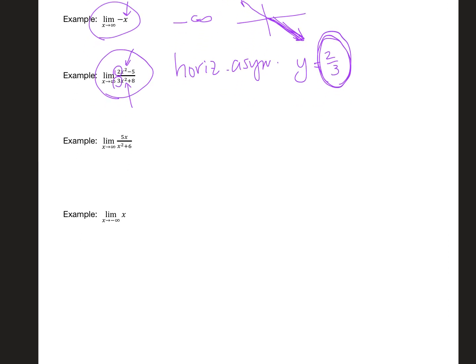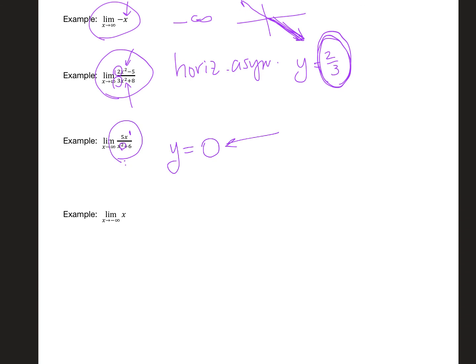Using that exact same logic, let's take a look at this one. The degree of the top is 1 and the degree of the bottom is 2. If you remember about horizontal asymptotes, that means it has a horizontal asymptote at y equals 0, and that ends up being the limit for this problem.